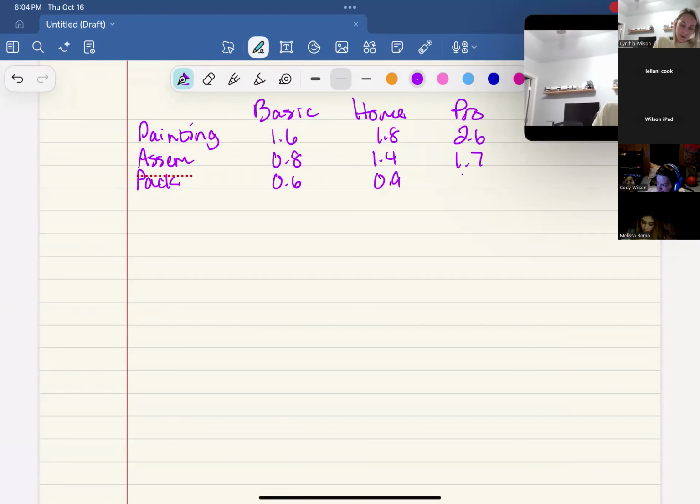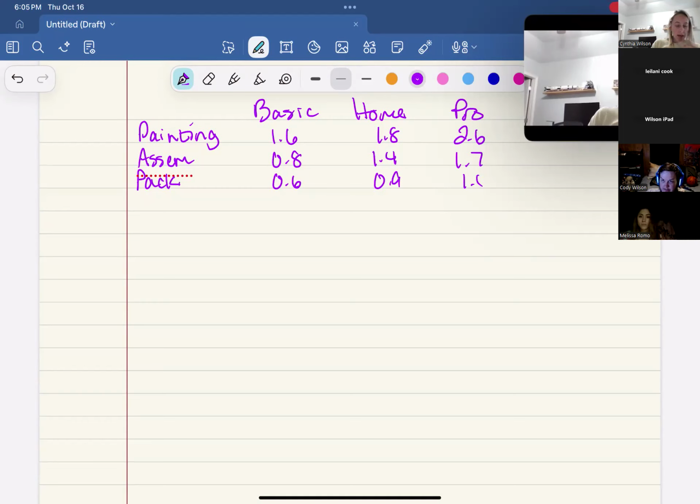Now, it's possible yours is a little different than mine, because it gives you different versions of the same type of question. All right, and then it says, if the manufacturer has 106 hours for painting, 69.7 for assembly, and 46 hours for packaging, how many sets of each? So we're just doing painting.